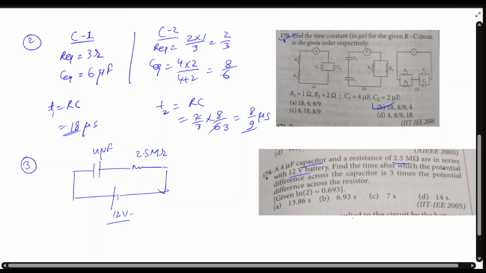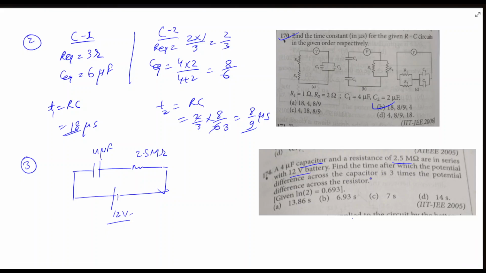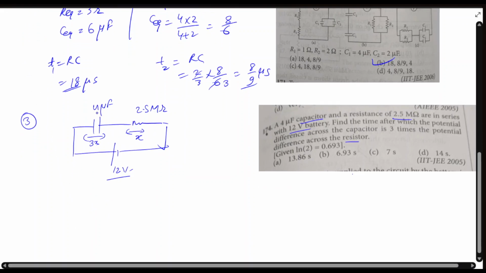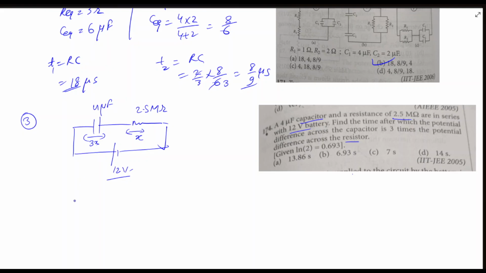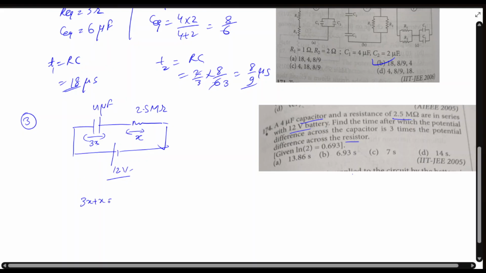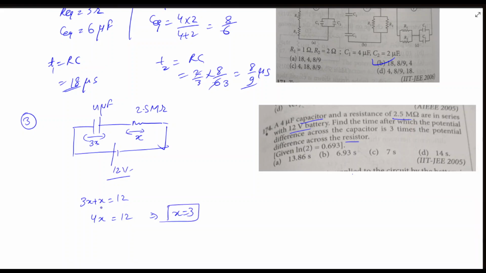Now find the time after which the potential difference across the capacitor is 3 times the potential difference across the resistor. So let's say that the potential across this is x. So this will be 3x, right? And we know at any moment of time the sum of potential difference across them must be equal to 12. So you can write it as 3x plus x equals 12. So we'll get 4x equals 12. So we will get x equals 3, right?